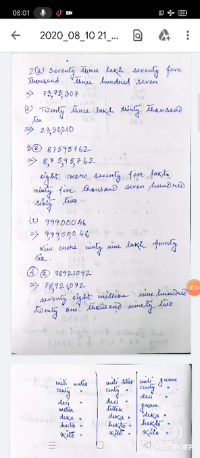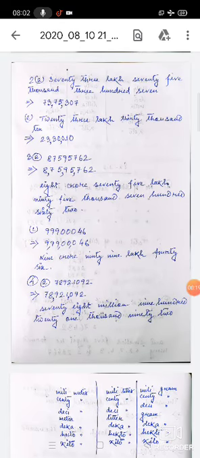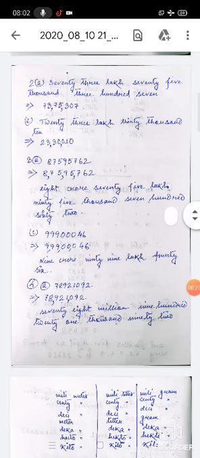We will discuss question number 2 of exercise 1.1. The question is, please insert commas correctly and write the numerals. The question is given in word form. We have to write the number in numeral form and use the commas.